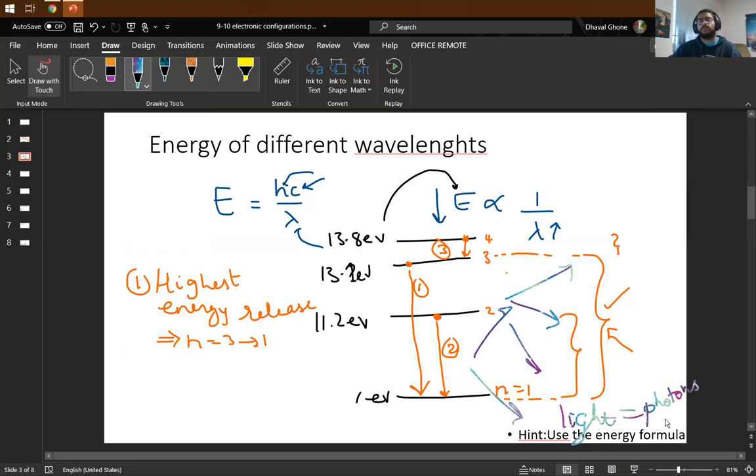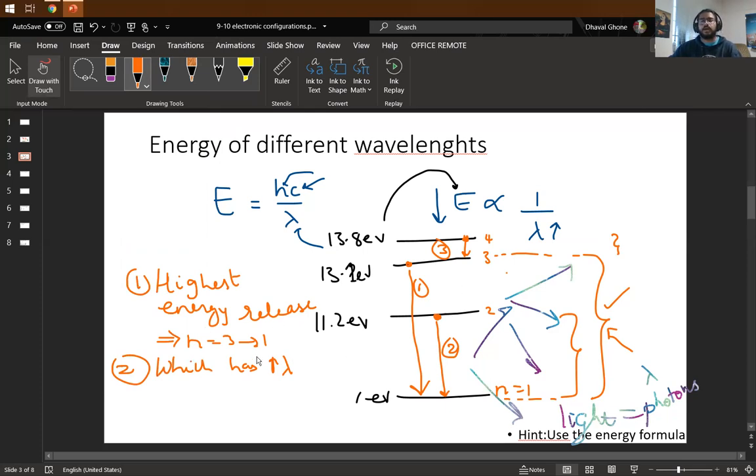Photons can be treated as particles or waves, and so photons also have a lambda associated with them. So my question number 2 is, which transition has the greatest lambda? Out of these three case scenarios, which would have the highest wavelength? Pause the video, think about it, use this formula and this relationship, and compare these three case scenarios and tell me which photon would have the highest lambda.